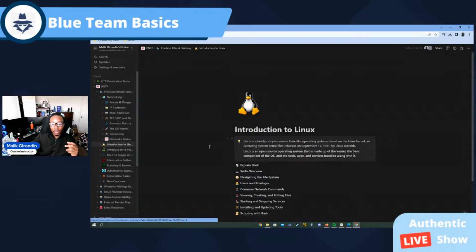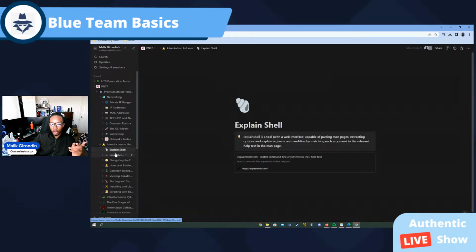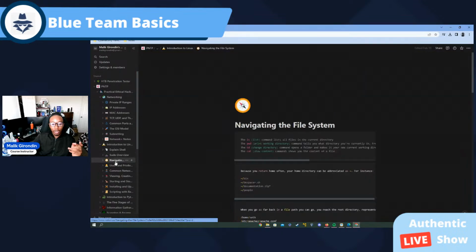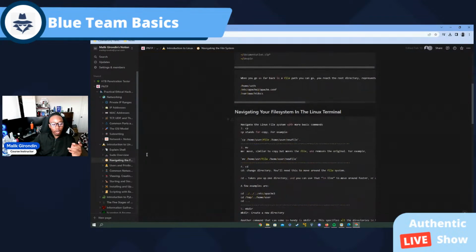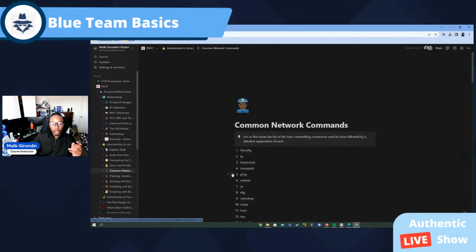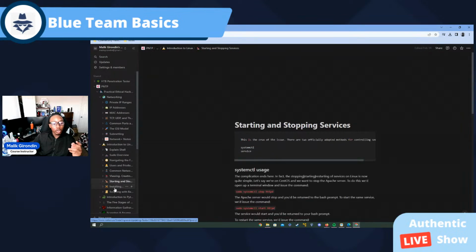And when we got to Linux, man, Linux was a really interesting one. I was learning about, hey, what's a shell? What's sudo? What the heck does that mean? Navigating the file system and all that good stuff. Users and privileges. Common networking commands within Linux. All right. Viewing and creating files. It's so much.